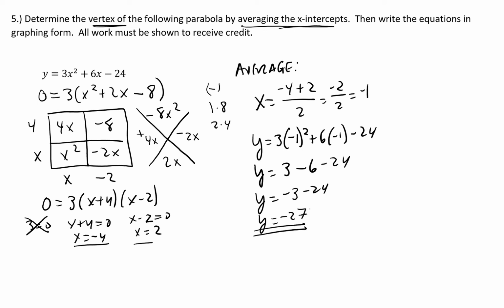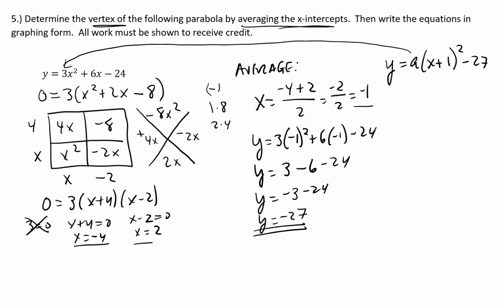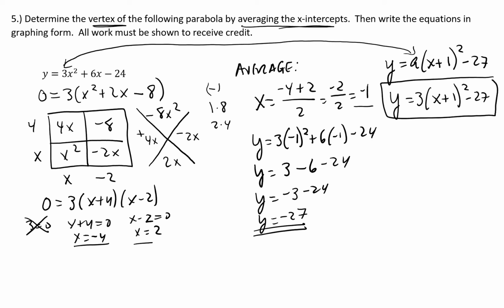So now I have what the vertex is, so I can plug it into the formula. Y equals a times x minus h squared plus k, so that's going to be x plus 1 squared minus 27. Now, we have one slight problem: we have this a value, and notice what the a value here is. It's going to be the same. So if a is 3 here, then y equals 3 times x plus 1 squared minus 27. And there's my equation.